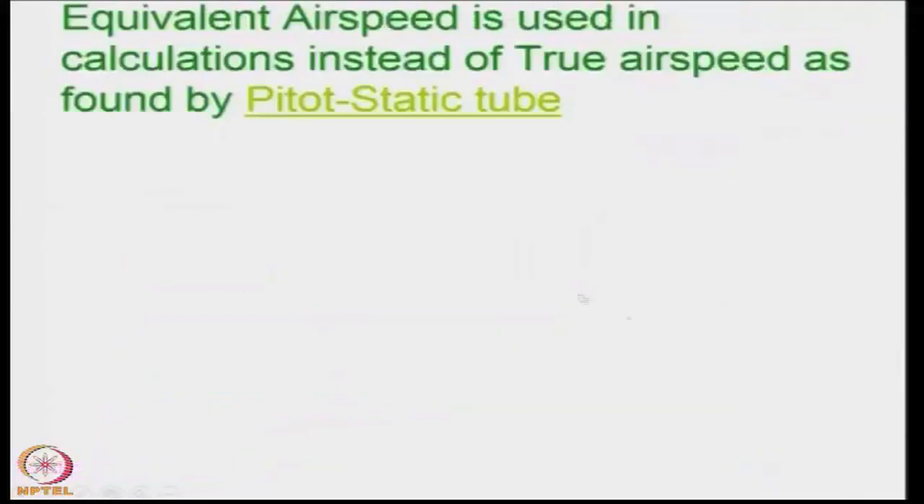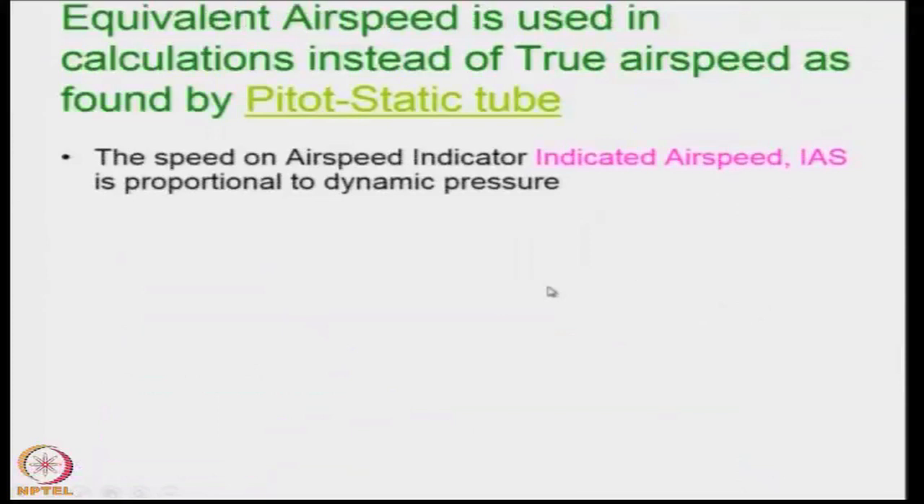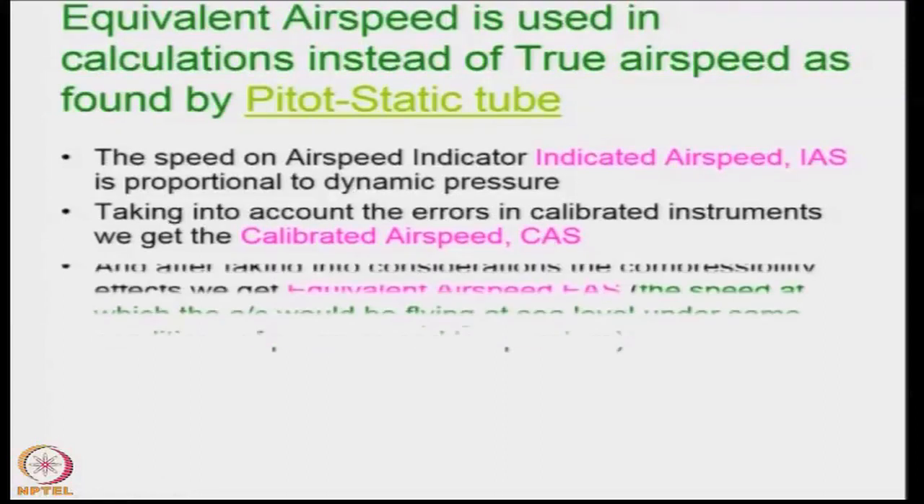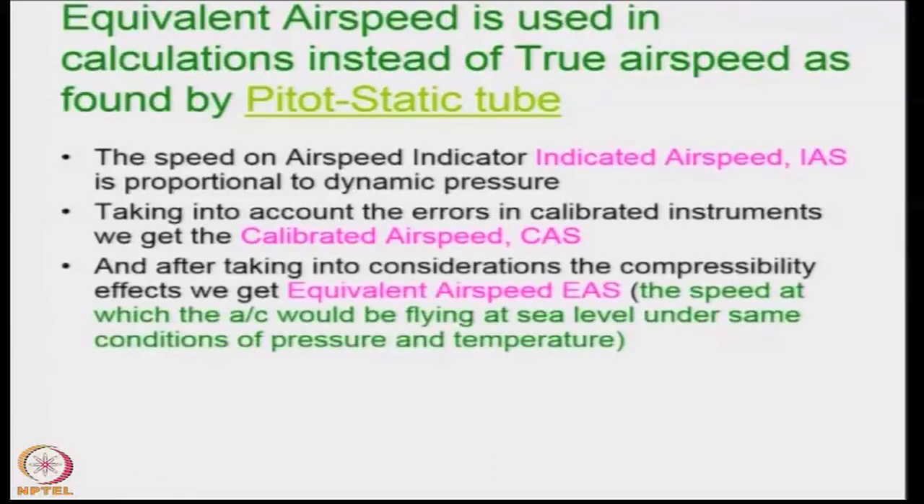But the question is that the speed on the airspeed indicator is the indicated airspeed. Now, that is proportional to the dynamic pressure which the air is facing. It is not the true airspeed. But if you take into account the errors in the calibrated instruments, then we get what is called the calibrated airspeed and also the position.